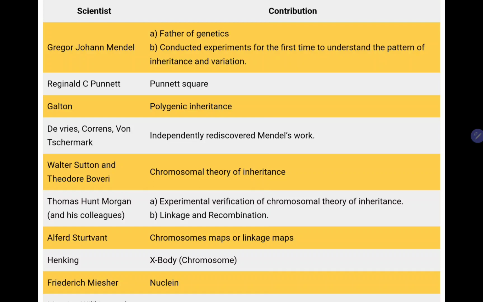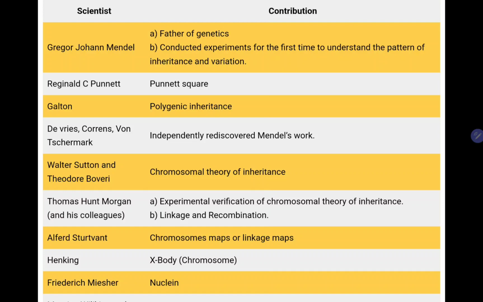Next, the probability of the gametes and the genotypic formation is shown with a checkerboard, the Punnett square, given by Reginald C. Punnett. Galton is the one who gave polygenic inheritance. Polygenic inheritance examples are human skin color and human height. That is the best example for polygenic inheritance.